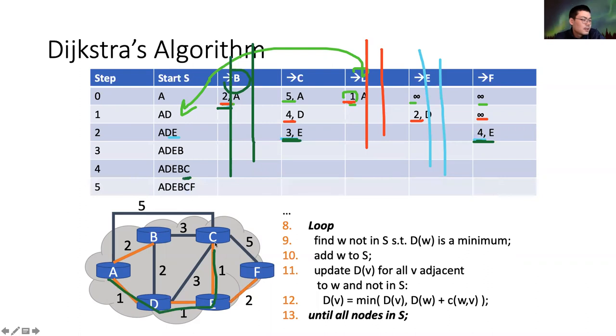And routing through the new node C will not make your distance to F shorter, because the distance is 1, 1, 2, which is 4. Routing through C would take 5 to reach.